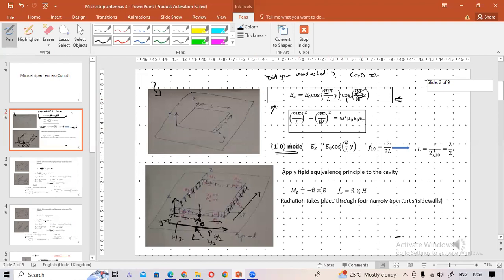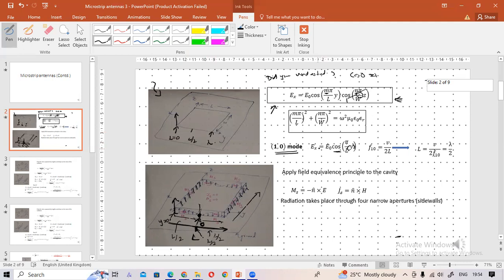So you can see that this E field is only changing with respect to the Y direction. With respect to the Z direction it is not changing; it is a constant. In the Y direction it is changing according to a cos wave. Here L is 0, at the middle L is about L/2, and here L is equal to L.